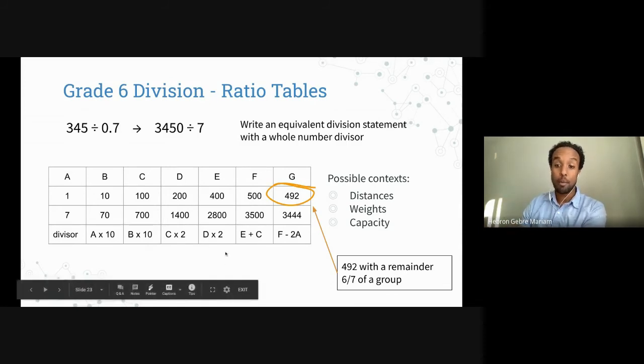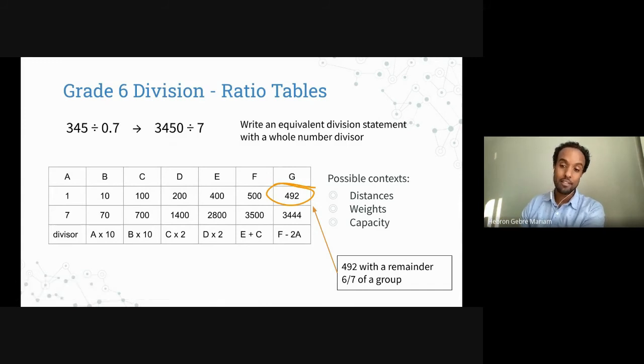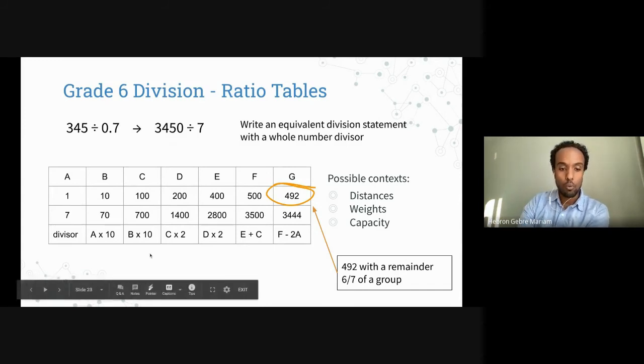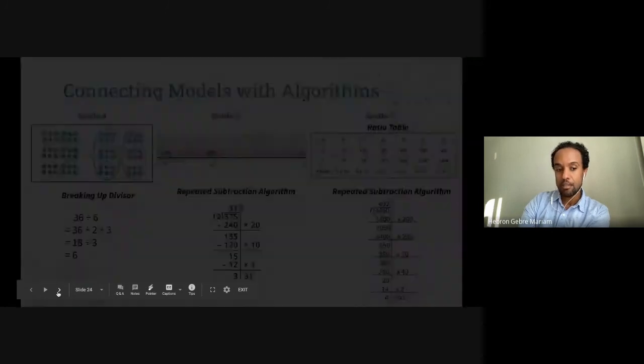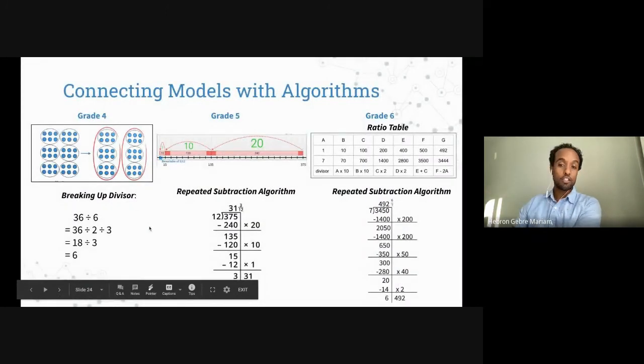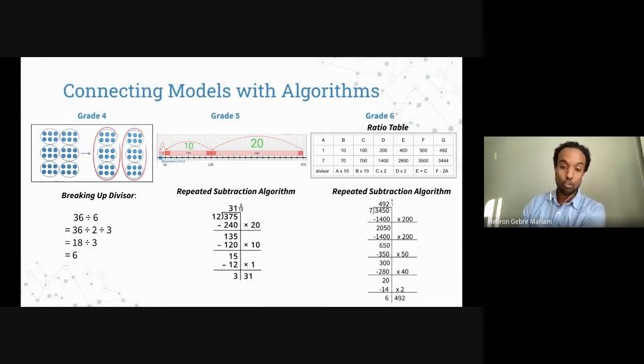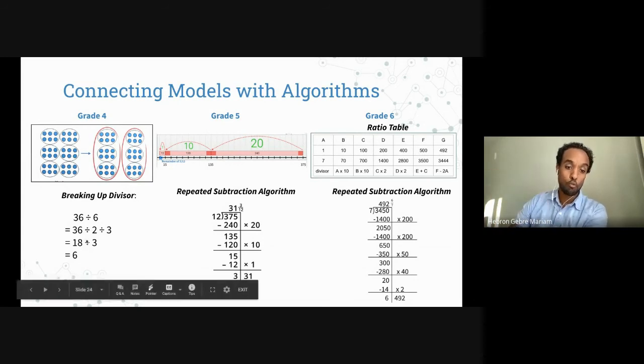Possible context here might be distances, weights, and capacity when we're dividing by 7/10. So again, just like we do with multiplication, we're going to connect to the algorithms. When we look at the grade 4 breaking up the divisor, you're going to represent that numerically like that.